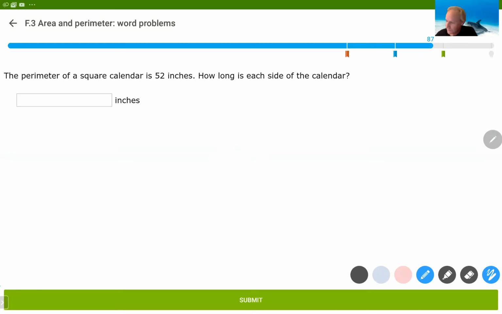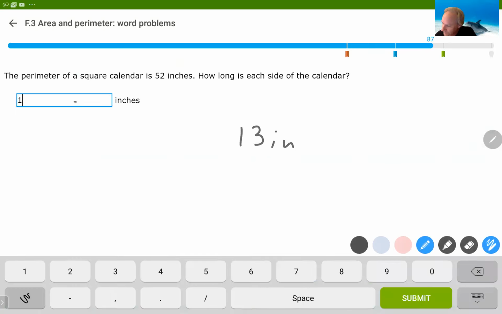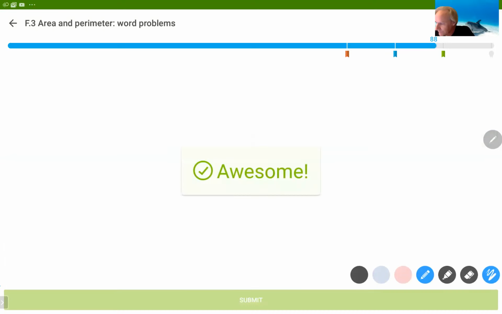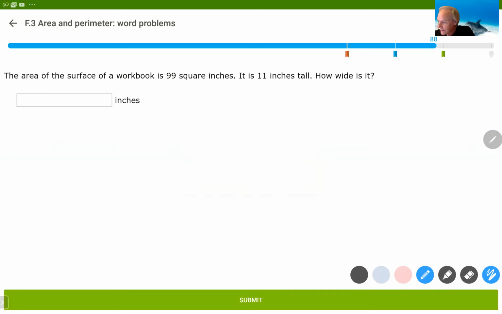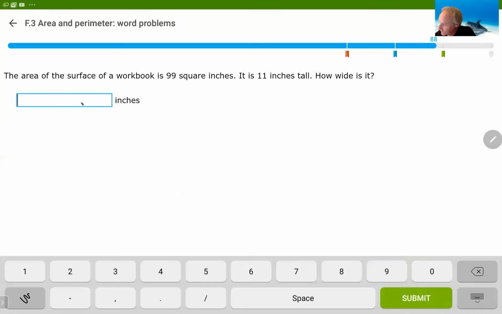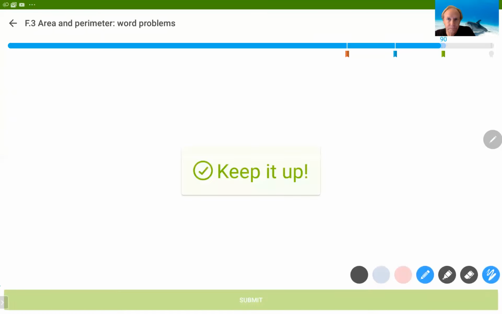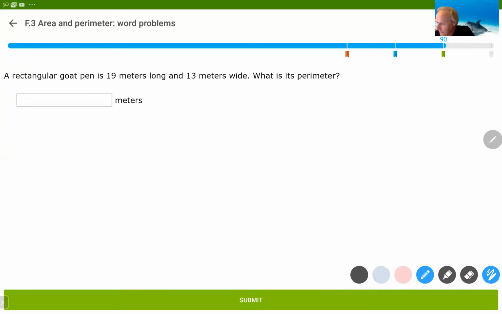All right. Perimeter of a square is 52 inches. How long is each side of the calendar? We're going to divide by 4, which is 13 inches. Area is 99. Is 11 inches tall. It is 9 inches wide. What is its perimeter? 11 plus 9 makes 20 times 2 is 40.